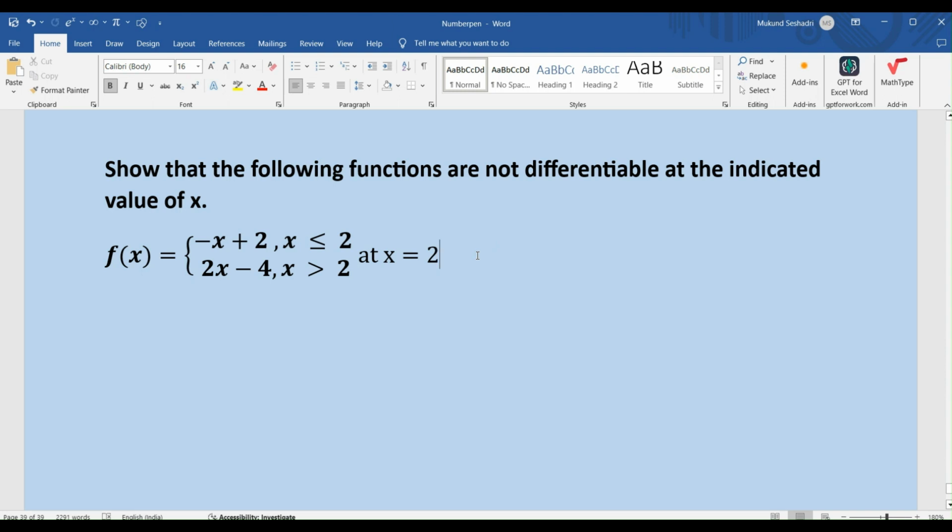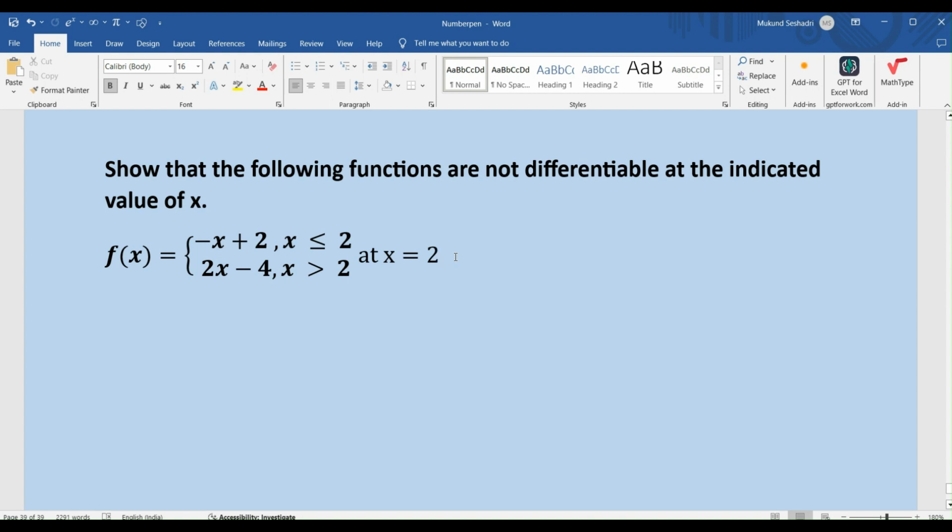So we have the problem on our screen. Show that the following functions are not differentiable at the indicated value of x. f of x equals minus x plus 2 for x lesser than or equal to 2, 2x minus 4 for x greater than 2, and we've been asked to show that the function is not differentiable at x equals 2, right?